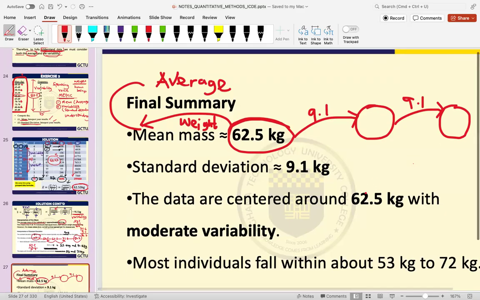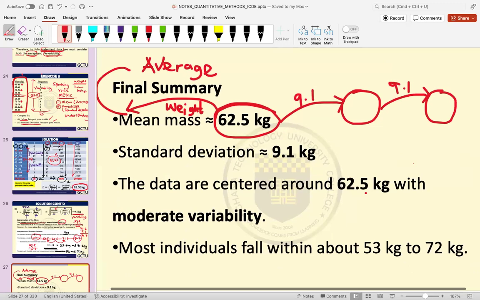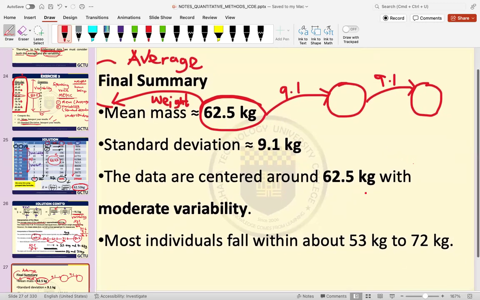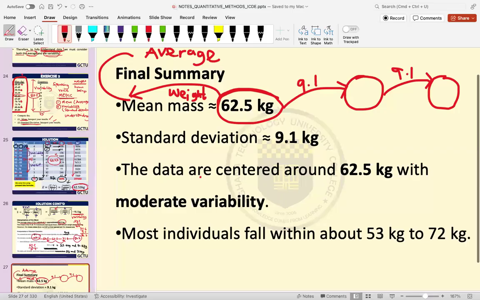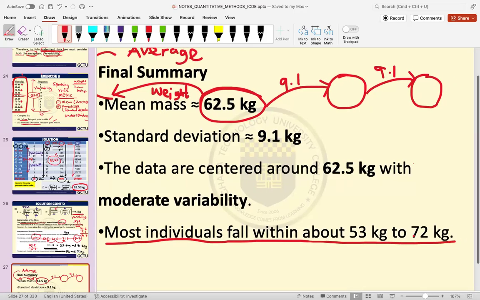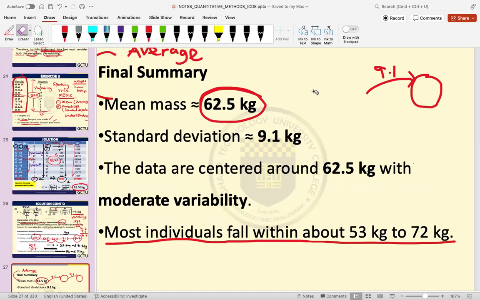Now, what conclusion can we give? If you look at the table again, we are saying most individuals fall within 53 to 72 kilograms. Most individuals fall between 53 to 72. Let's check whether it is true. If you remember what I did at the other side, I won't go there, but I want to do it here again so that you understand what I've written here.